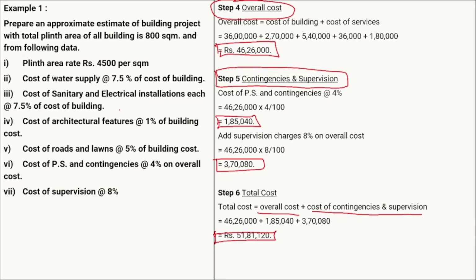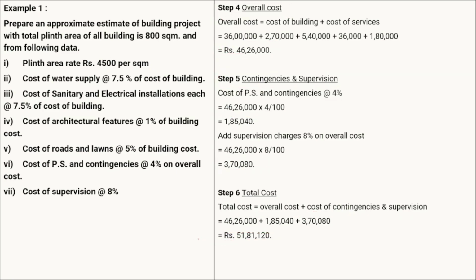Therefore here there will be no provisional sum. Therefore we can consider that step 6 is your final step. So whatever our cost in step 6 is, that will be the final approximate cost. So we can say that for this particular building, the approximate cost will be equal to 51,81,120 rupees. Okay, this is how the general numerical on any kind of Plinth area method will be solved.